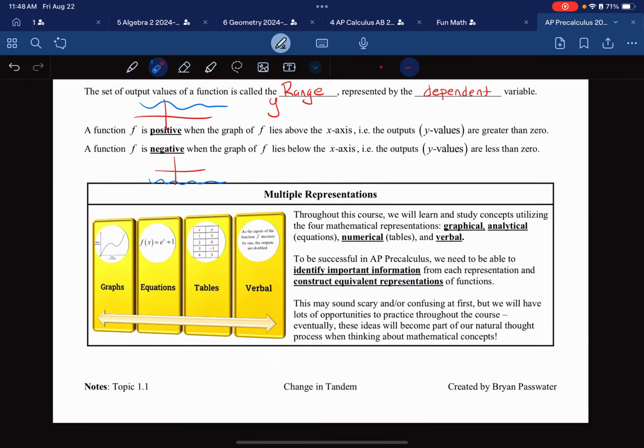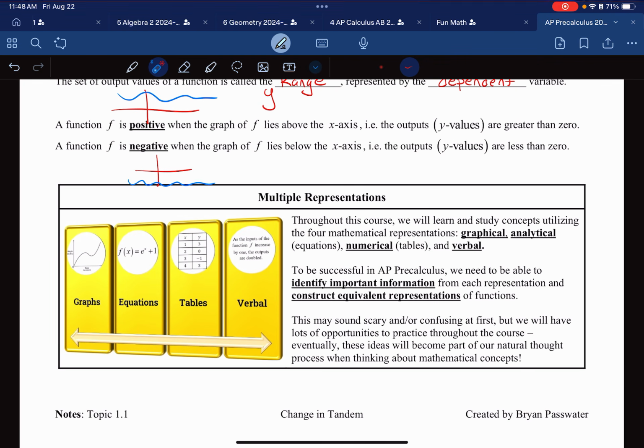All right, just be warned that throughout this course, we are going to be converting between a graph and an equation, a graph to a table, a graph to a verbal expression, and vice versa, right? An equation can go to a graph, a table, a verbal description. We need to be able to convert between all of these multiple representations of mathematics.